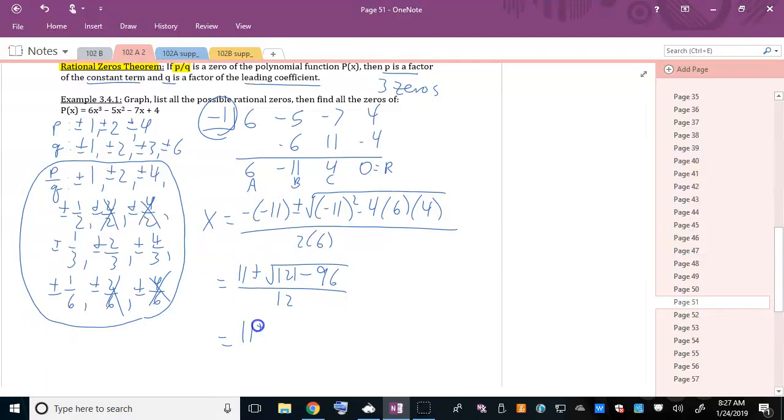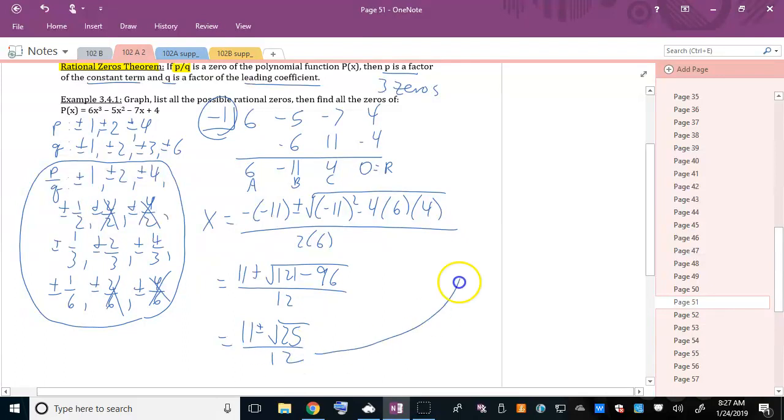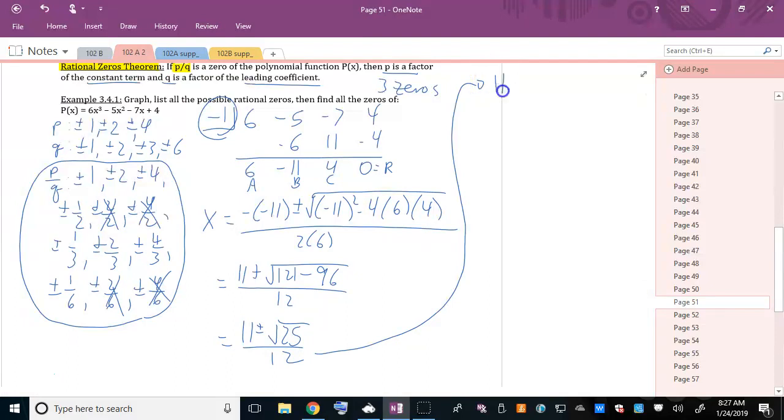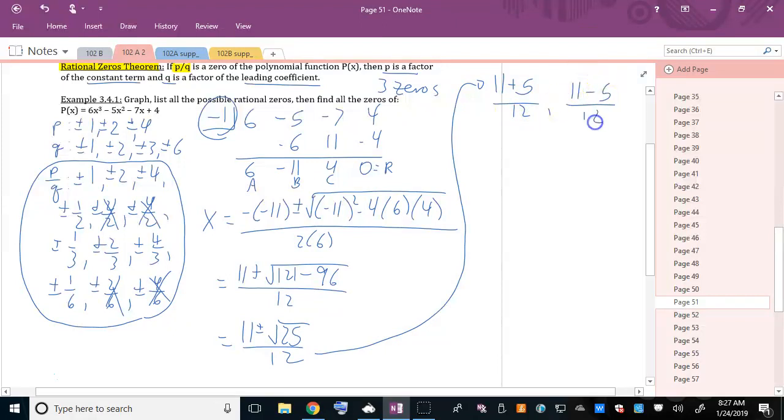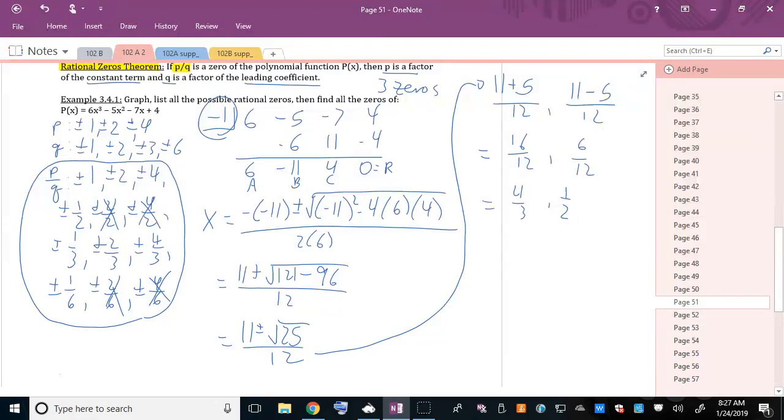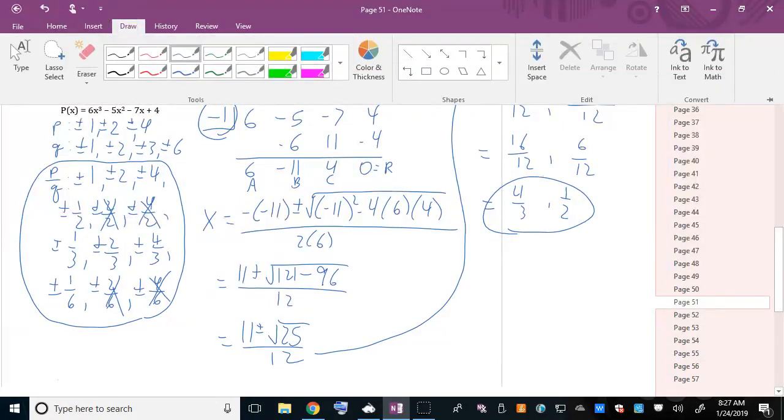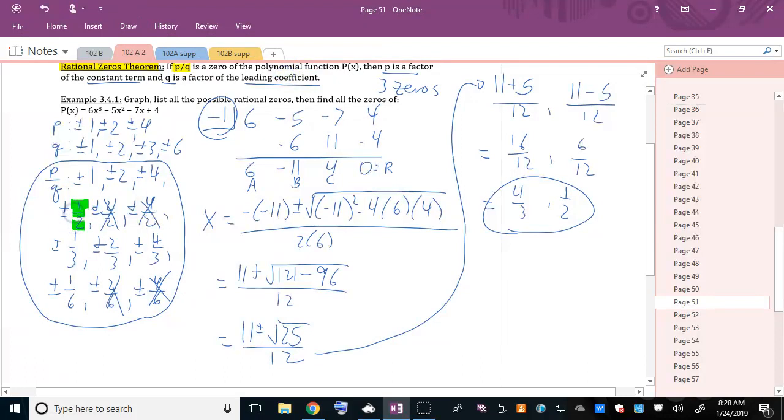So then underneath the radical, I'm going to get 25, and that is a perfect square. Let's continue this up here since I'm running out of room. So I'm going to write this as two expressions, 11 plus 5 over 12, and then 11 minus 5 over 12. So I get 16 over 12, which is 4/3. And then I get 6 over 12, which is 1/2. I would like to notice that 1/2 is in my list over here, and 4/3 is also in my list of possibilities. So we did list those.